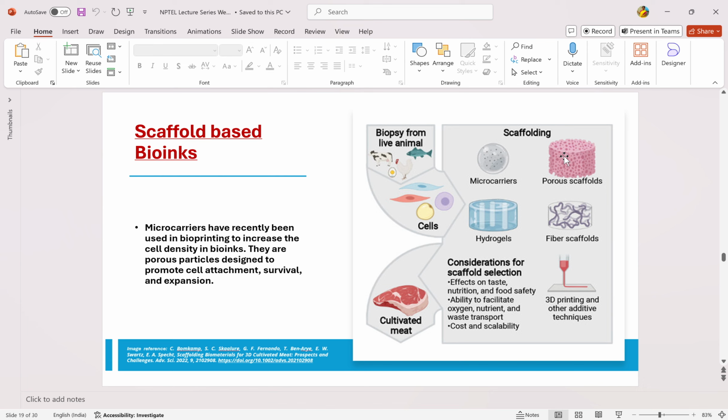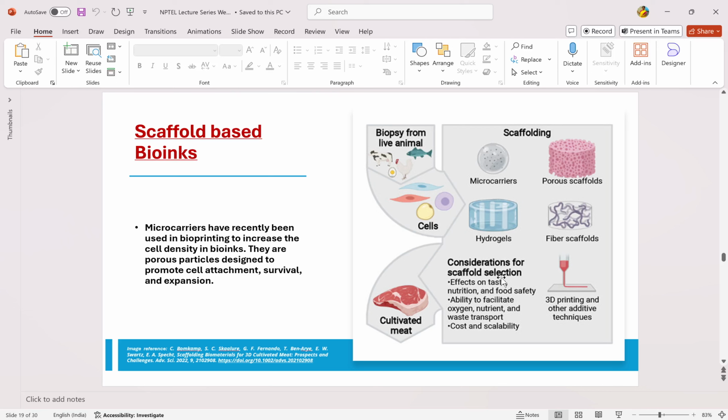Porous scaffolds will come by that self-assembly, and then drying, lyophilizing. That will form your porous scaffolds. Microcarriers you have to form in a different way, and hydrogels can be formed in different kinds of ways. So there are different techniques to form hydrogels.